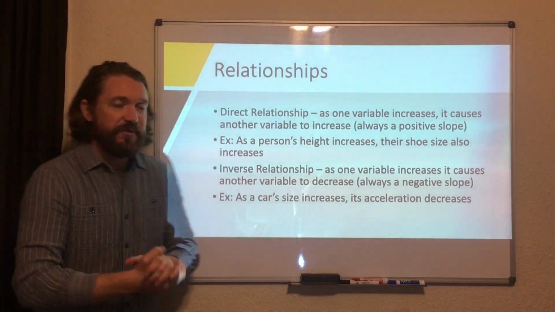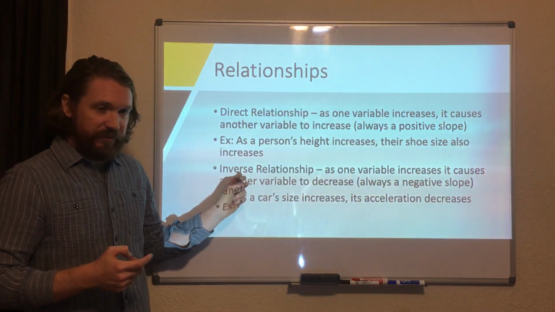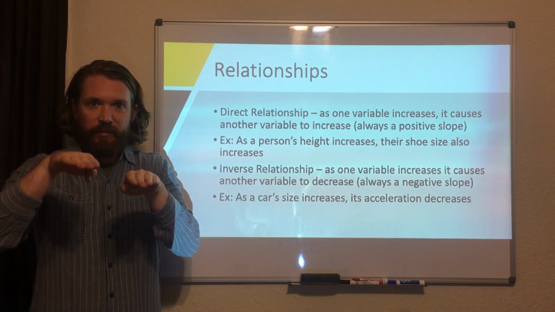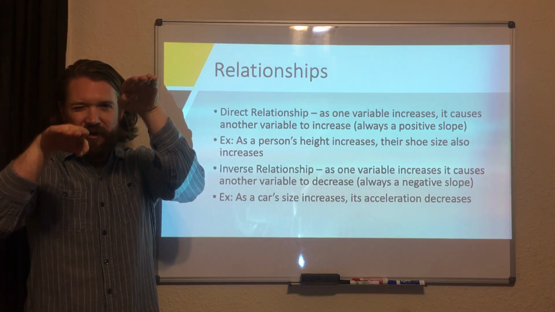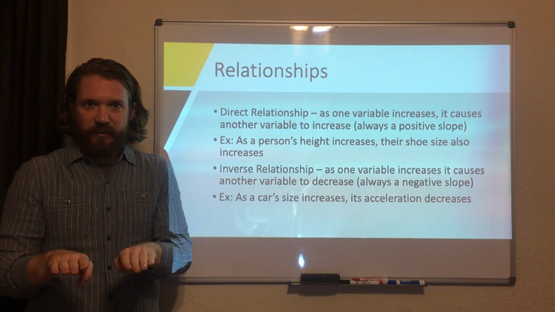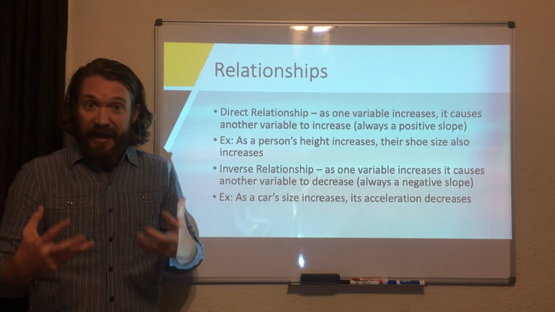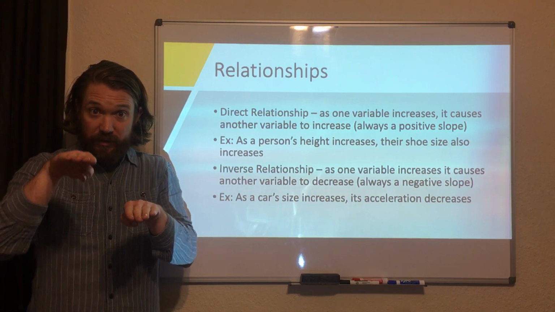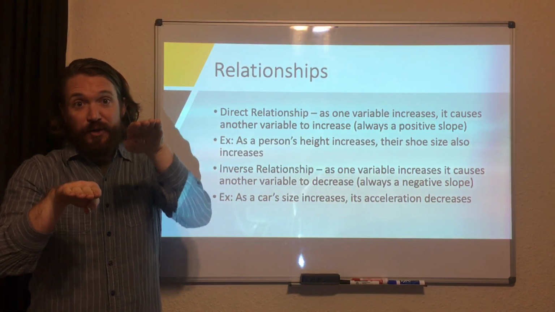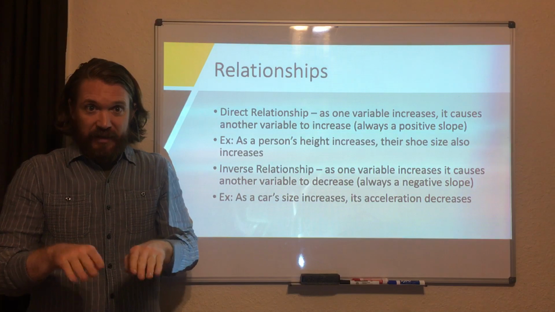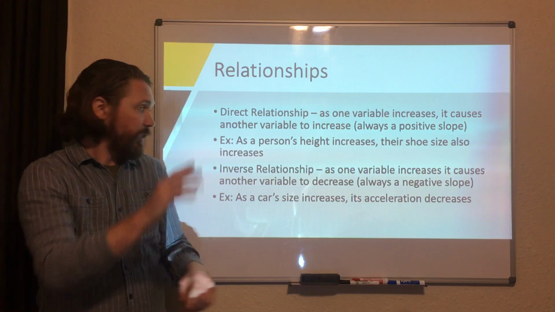All right, relationships. There's two types of relationships. Direct relationships, okay, and inverse relationships. A direct relationship, as one variable gets bigger, it causes another variable to get bigger. And vice versa. If the variable gets smaller, the other variable gets smaller. In class, we saw this when we did our height versus foot lab. Remember, as your height increases, your shoe size increases, usually, and as your height decreases, your shoe size decreases, right? This is always going to be a positive slope on a graph. It's always going to go up, right?